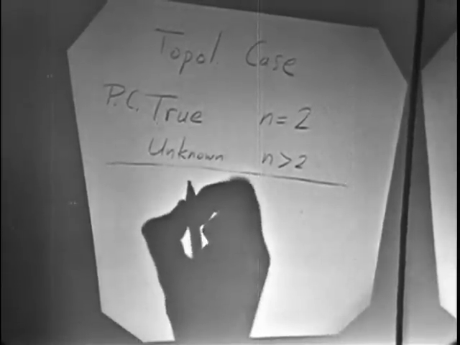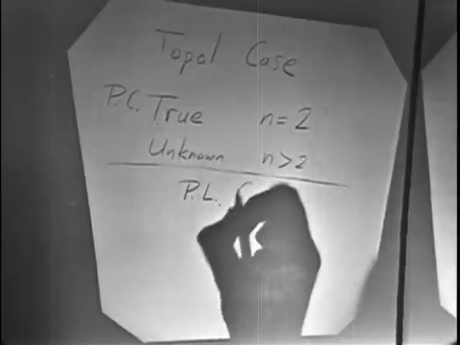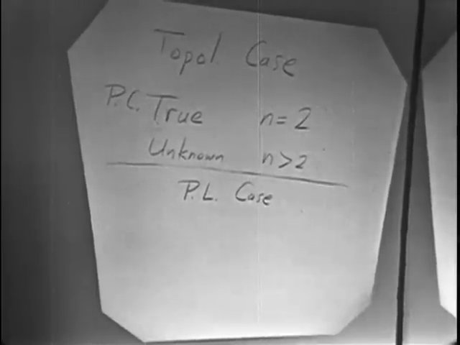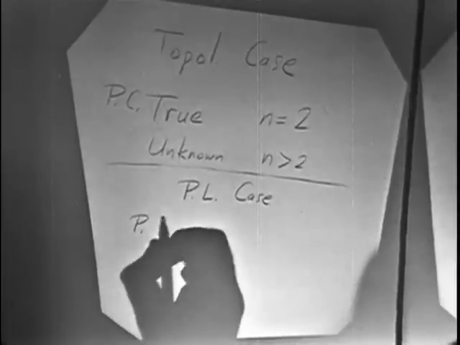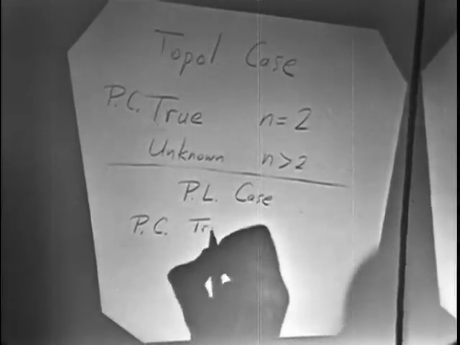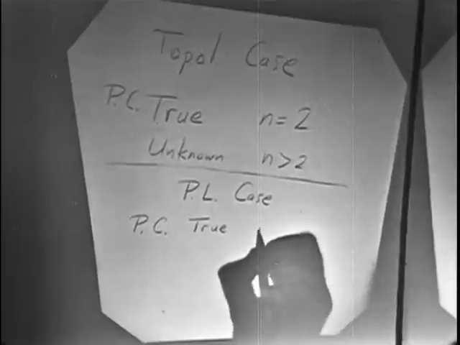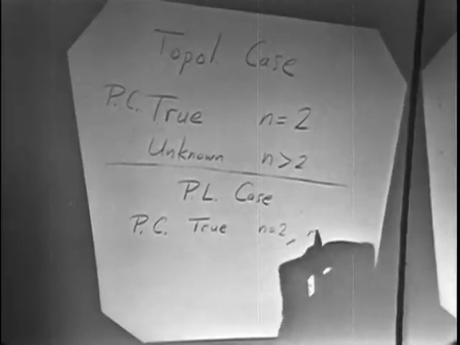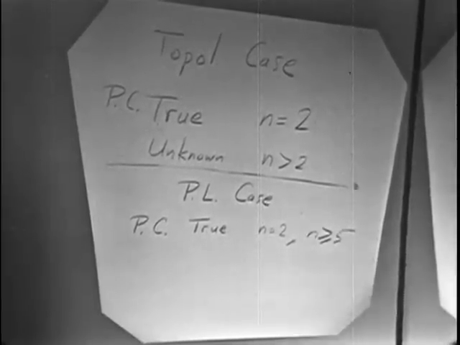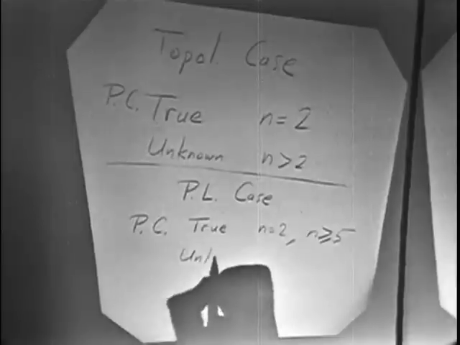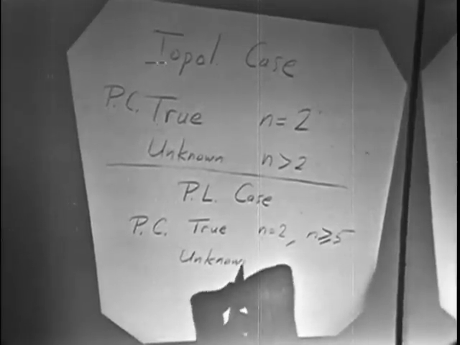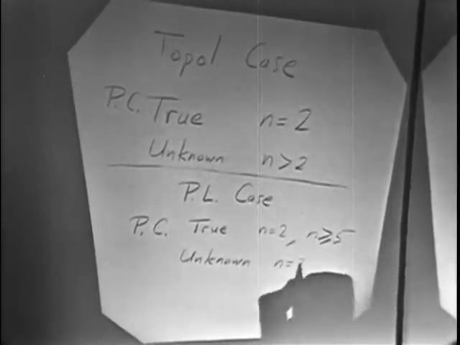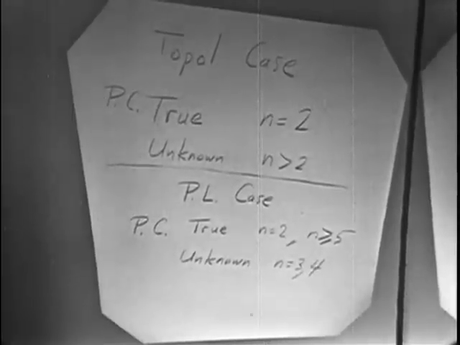In the piecewise linear case, the situation is much better. The piecewise linear version of the Poincaré conjecture is true for n equals 2 and for n greater than or equal to 5. And here it's only unknown in two cases: n equals 3 and 4. So the classical case, which Poincaré asked about, still remains unknown.